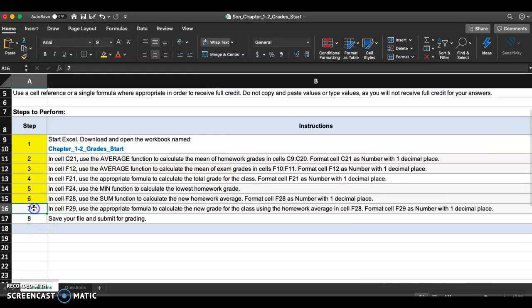We finished this homework. Save your file and submit for grading. Do that. I already submitted it and got 8 out of 8 when I was making the Google slides, so I won't submit it again. But submit it and see how you did. And please email me if you have any questions on this homework, okay?